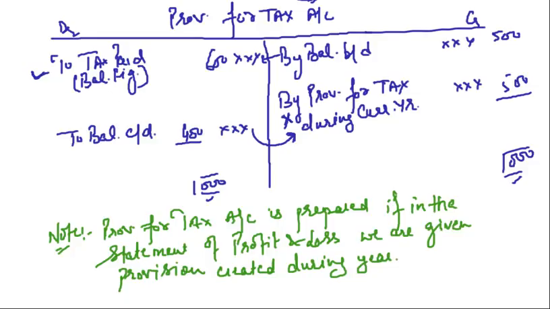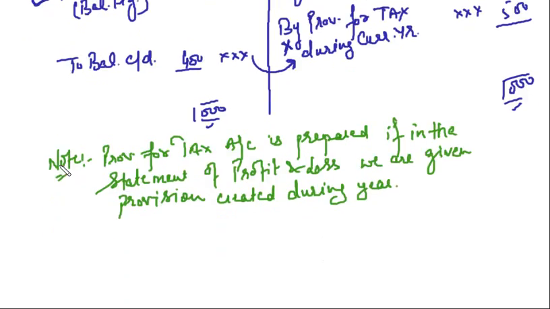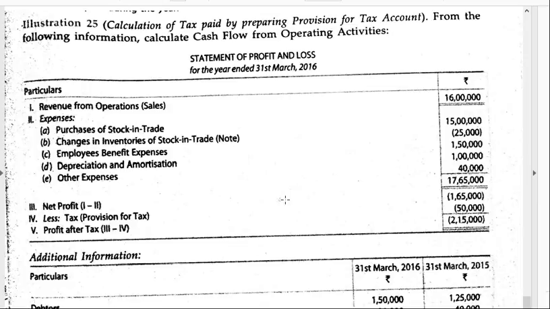Now, shall we do a practical problem on this? Let's see. Okay. So now let's see a practical problem on this. Say, from the following information, calculate the cash flow from operating activities. We are given the statement of profit and loss for the year ended 31st March 2016. Revenue from operations is 16 lakh. Right?